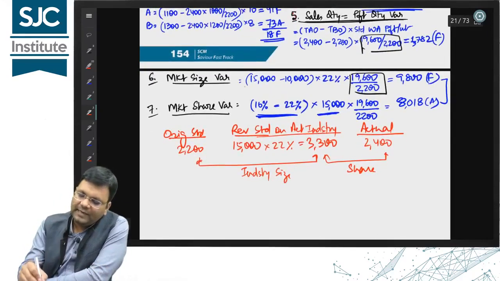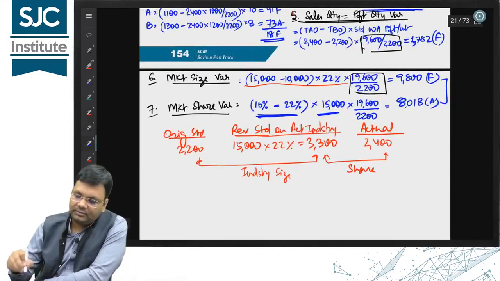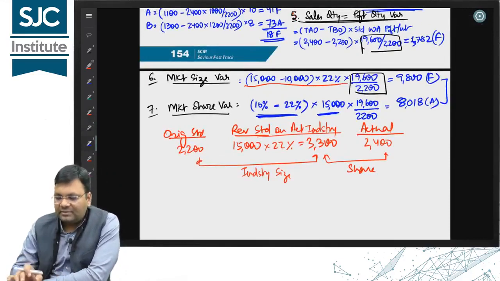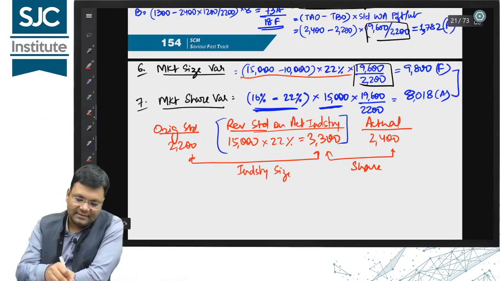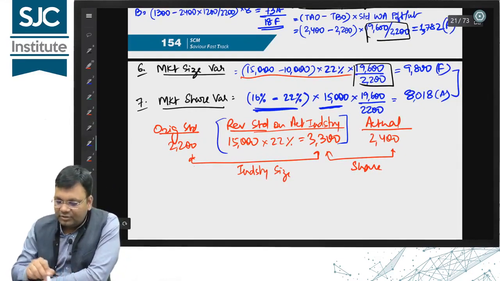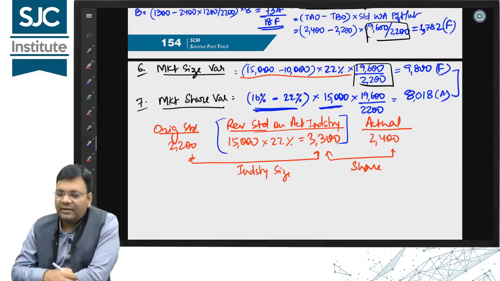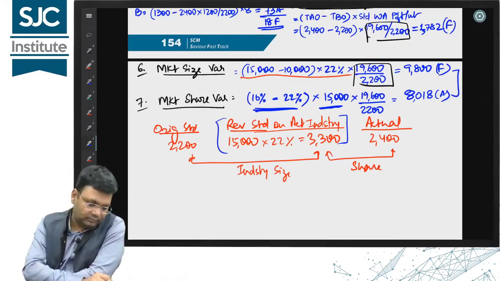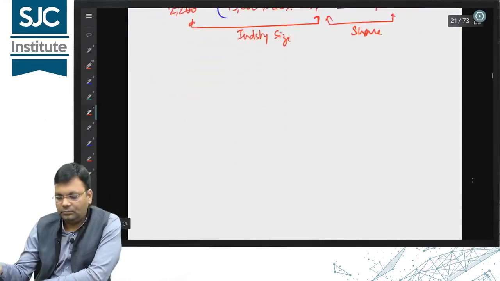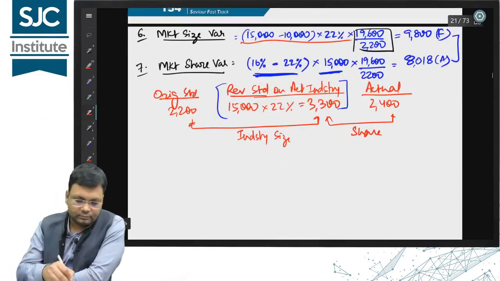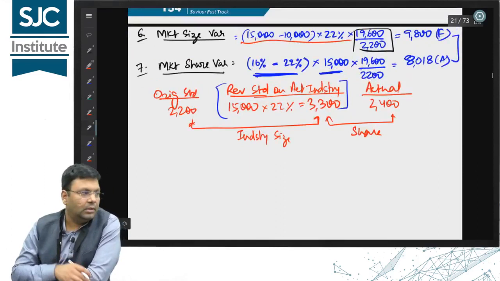Sometimes you might find that this is very big to remember, so you can just do this extra working here, revised standard on actual industry size, and then compare two standard to find the size, and then compare revised standard and actual to find the share. Good to go.